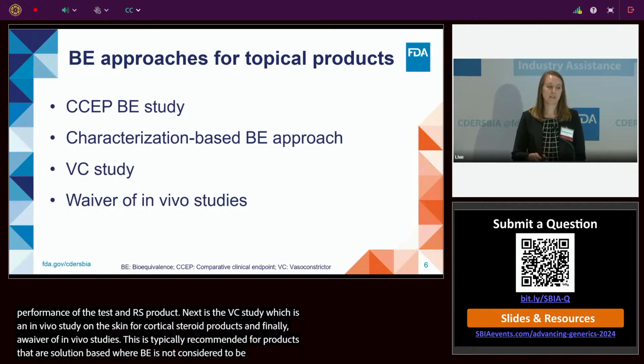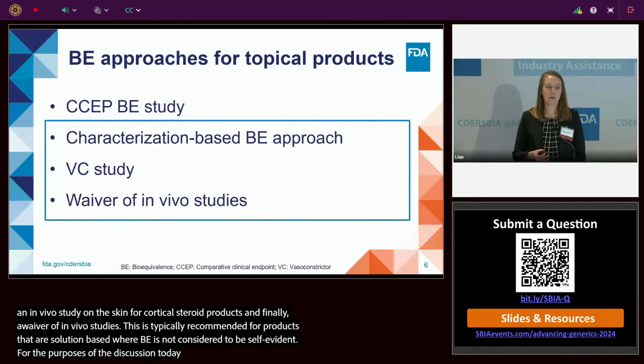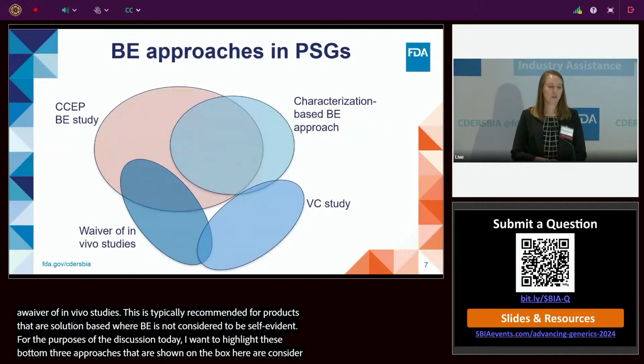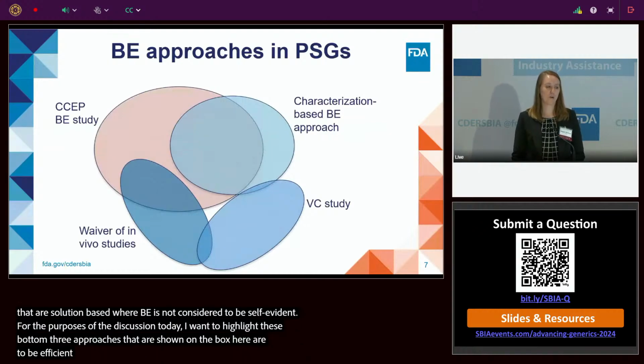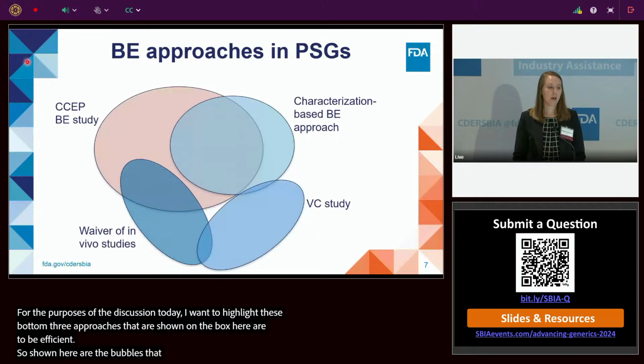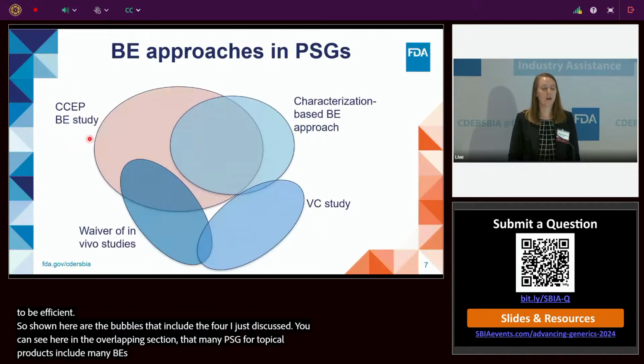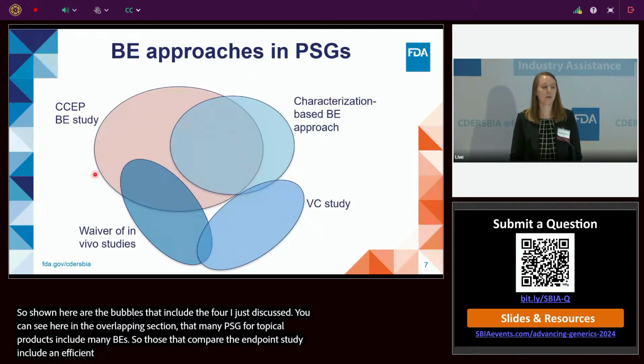And for the purposes of the discussion today, I want to highlight that these bottom 3 approaches that are shown in the box here are considered to be efficient bioequivalence approaches. So shown here are some bubbles that include the 4 bioequivalence approaches I just discussed. And you can see here, in the overlapping section, that many PSGs for topical products include multiple bioequivalence approaches. So for example, PSGs that recommend a comparative clinical endpoint study often include an efficient bioequivalence approach, such as a characterization-based approach or a waiver of in vivo bioequivalence studies.